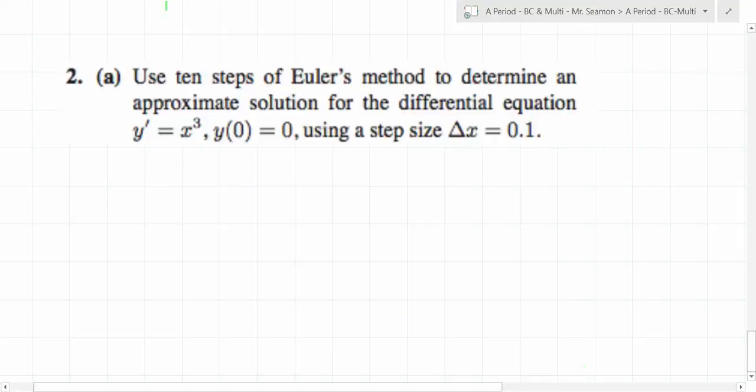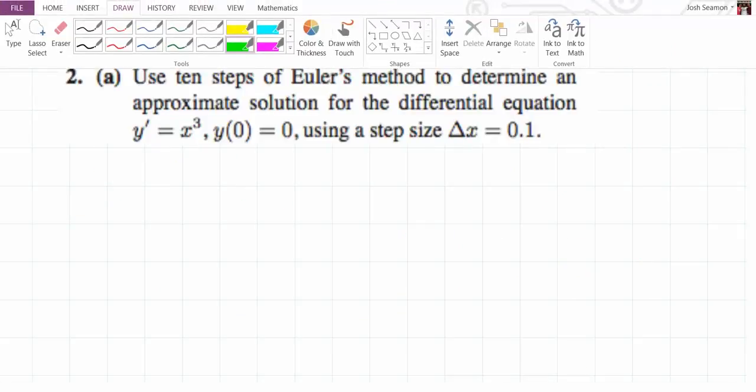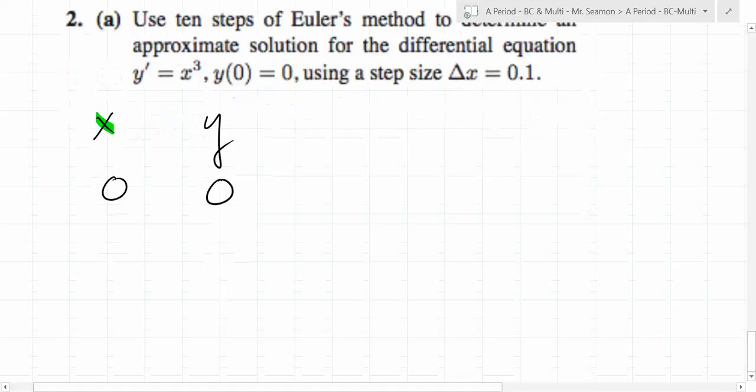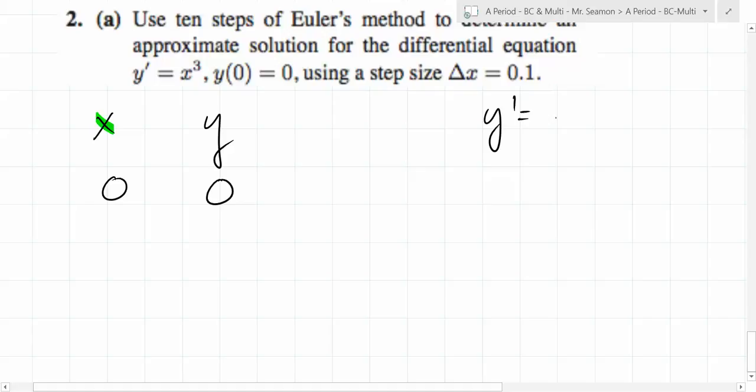So what's our initial point? We have x and we have y, right? So our initial x value is 0, and our initial y value is 0. And remember, y prime is equal to x cubed, and our delta x is equal to 0.1. At this point, what is dy dx equal to?